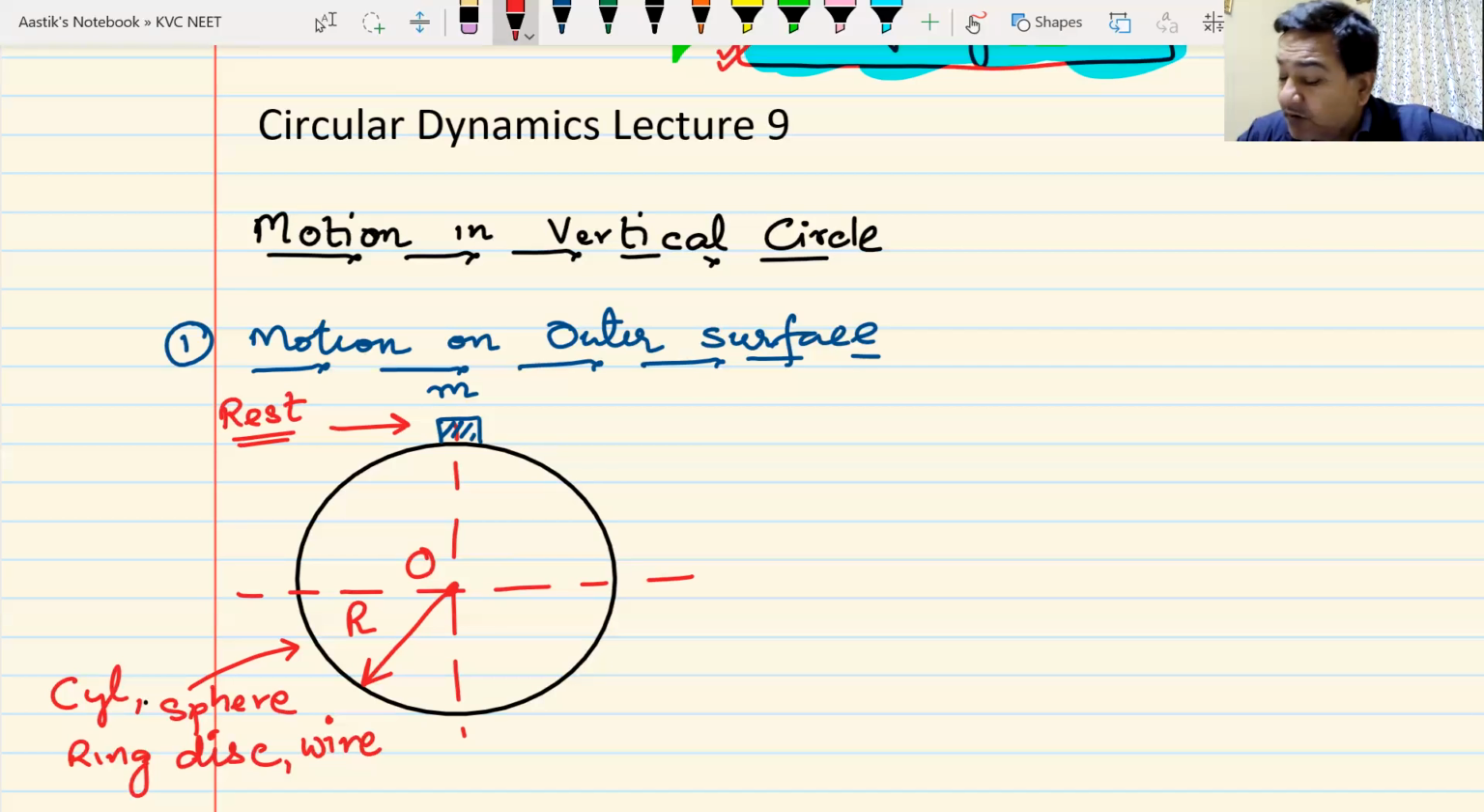Well, the obvious thing is this body will fall, and when it falls on the outer surface, it would be performing circular motion. Yes or no? Do we understand this? If I give a small push, this body will start to fall. This body will move on the outer surface of the sphere or the cylinder on which it is kept, and it will be performing circular motion. Yes or no? Do we have an understanding of this?